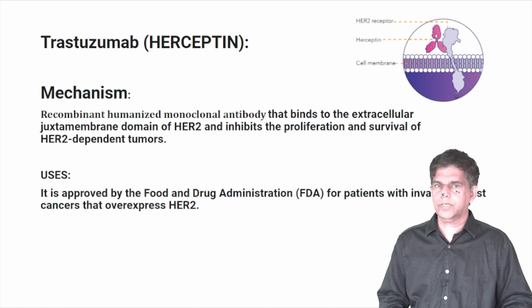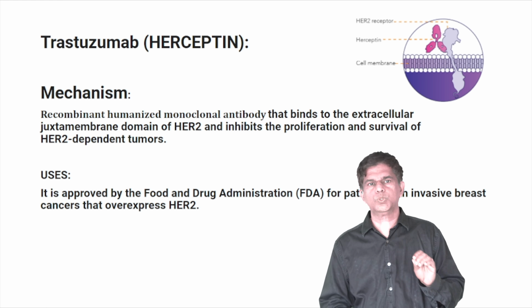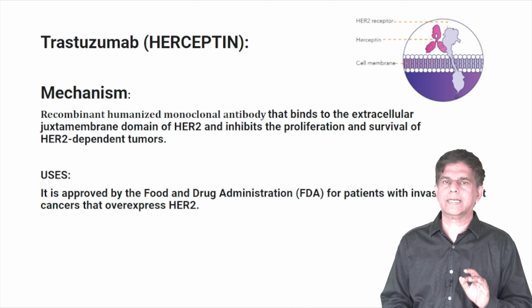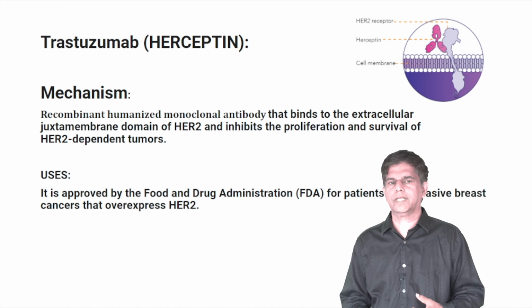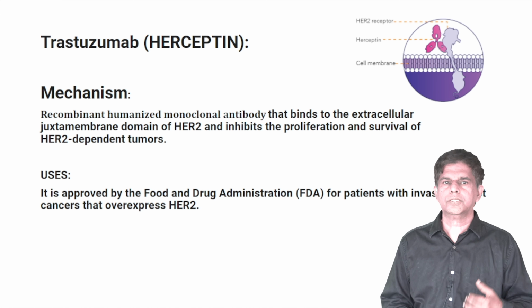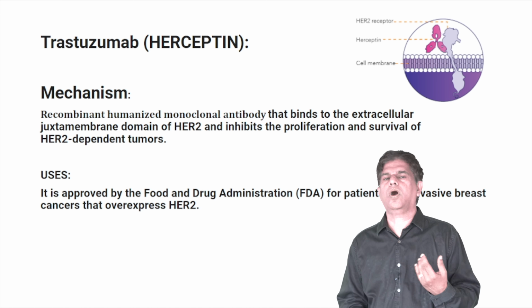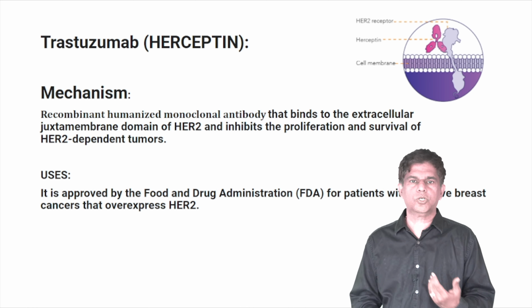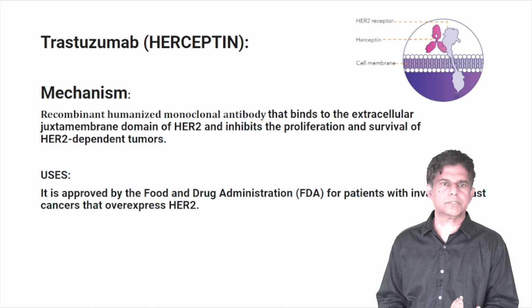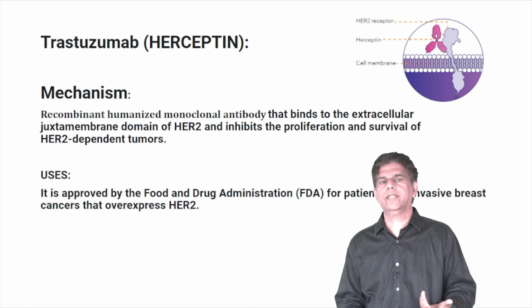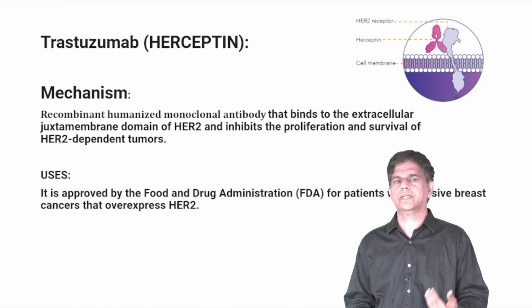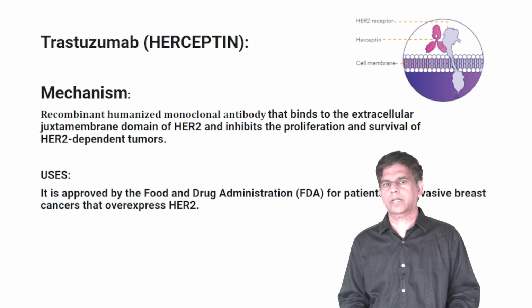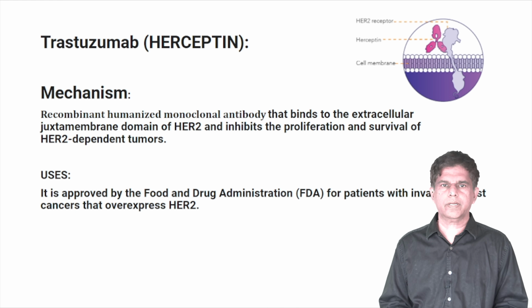So the drug we're going to talk about today is Trastuzumab, and what is the trade name? HERCEPTIN, okay? When do you use it? Invasive breast cancer that overexpresses HER2. So HERCEPTIN is the drug. It's a recombinant humanized monoclonal antibody that binds to the extracellular juxtamembrane domain of HER2 and inhibits the proliferation and survival of HER2-dependent tumors, okay? So it's a humanized monoclonal antibody, remember that.